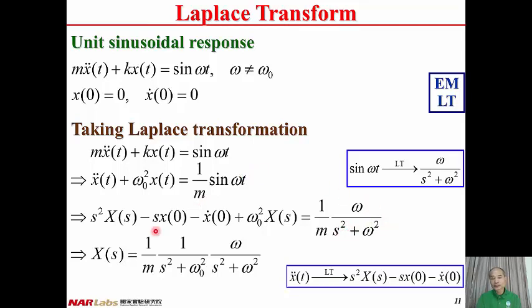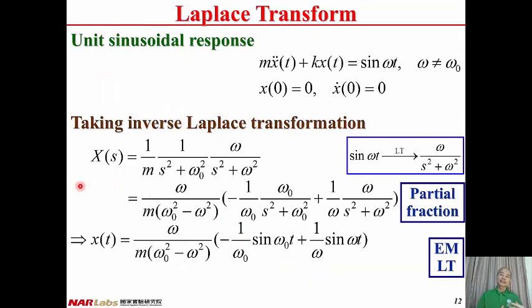Because of zero initial conditions, therefore x0 vanishes. x dot of 0 vanishes. Therefore, we can solve for xs equal to 1 divided by m times 1 divided by s squared plus omega 0 squared times omega divided by s squared plus omega squared.